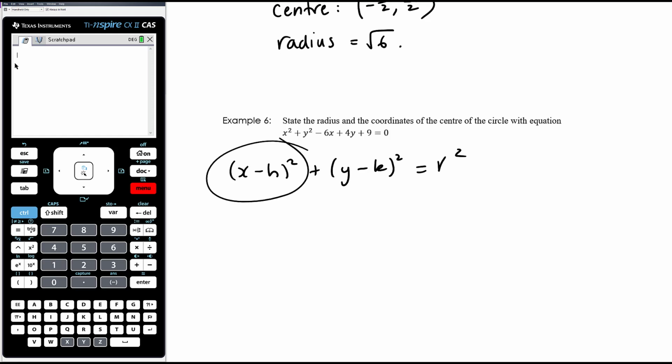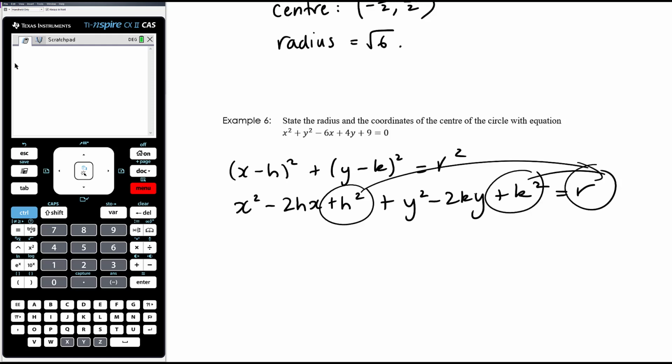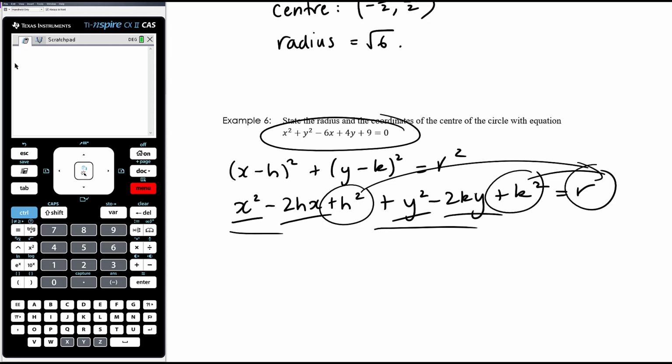If we were to expand out the left-hand side here, we've got x squared minus 2hx plus h squared, plus we've got y squared minus 2ky plus k squared equals r squared. And these are all constant terms. If we were to combine them together somewhere, it doesn't matter, we're going to have something that looks like this: an x squared, a y squared, something times x, something times y, and a constant. So what we want to do is turn this back into this.